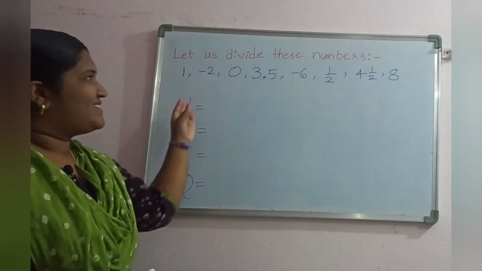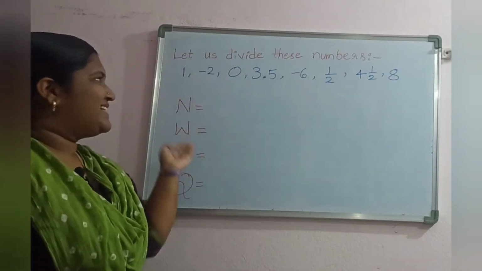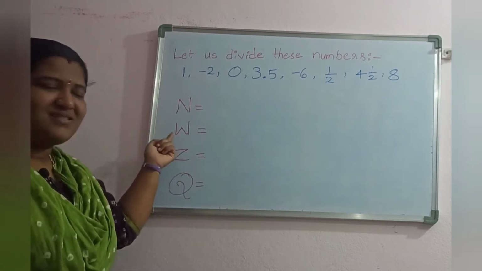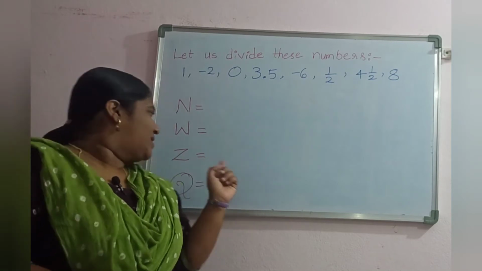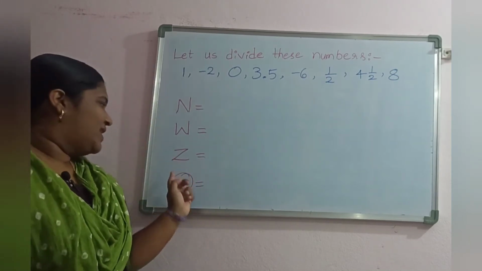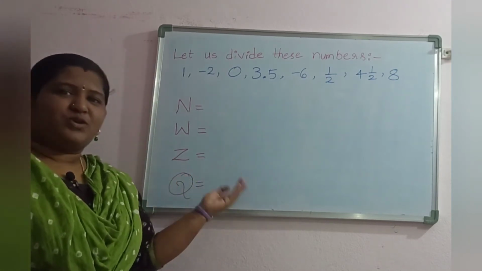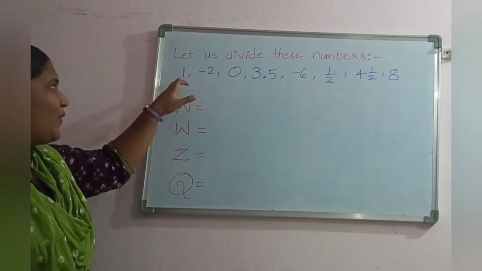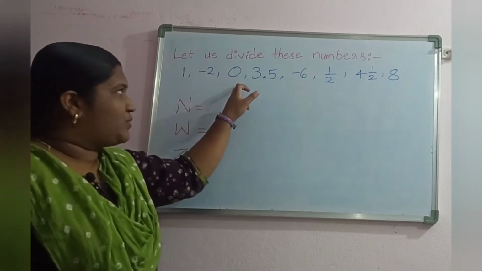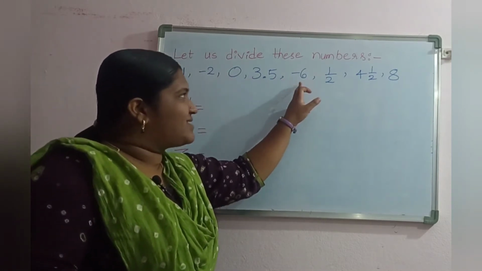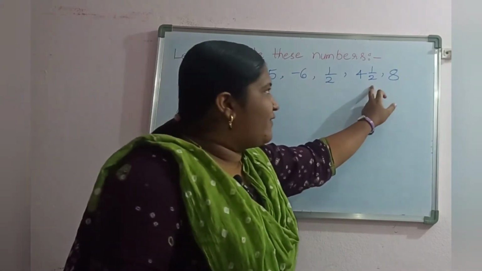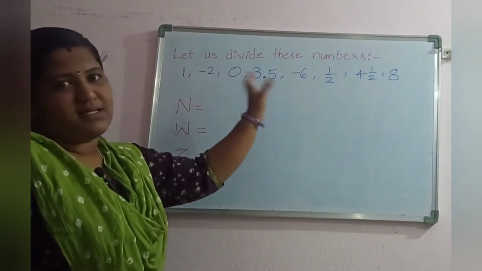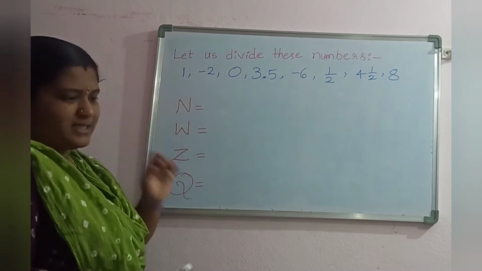Let us divide these numbers according to their categories. Here we have N for natural numbers, W for whole numbers, Z for integers, and Q for our topic, rational numbers. Now observe these numbers: 1, -2, 0, 3.5, -6, 1/2, 4.5, and 8. Now consider these numbers according to the category.